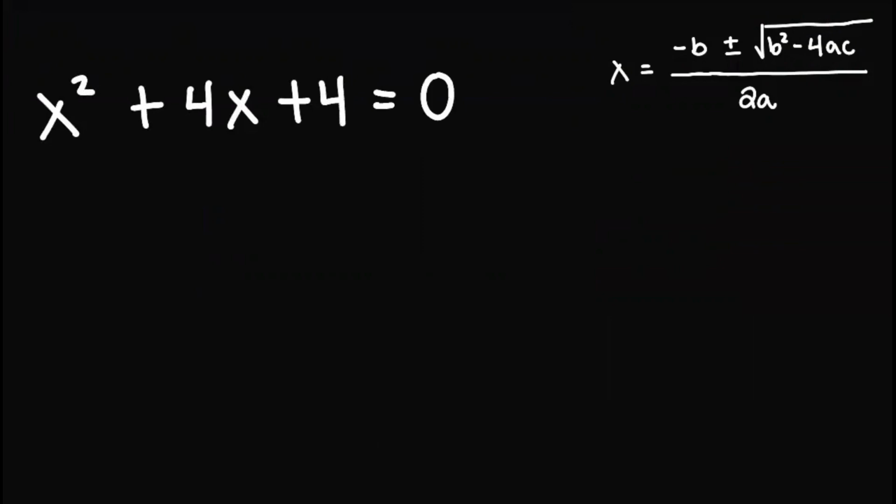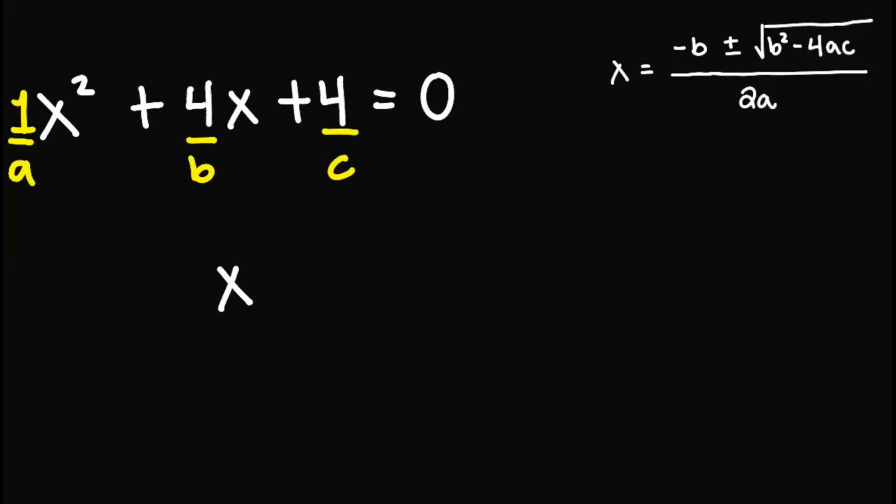To solve this one, we first determine the coefficients of these terms. So first, since there isn't a coefficient present here, we assume that it is 1. And we have 4 here and 4 here in the last. So the 1 here will represent the A, the 4 in the middle will represent the B, and the 4 in the last will represent the C. So with that, we can now solve for the value of x.